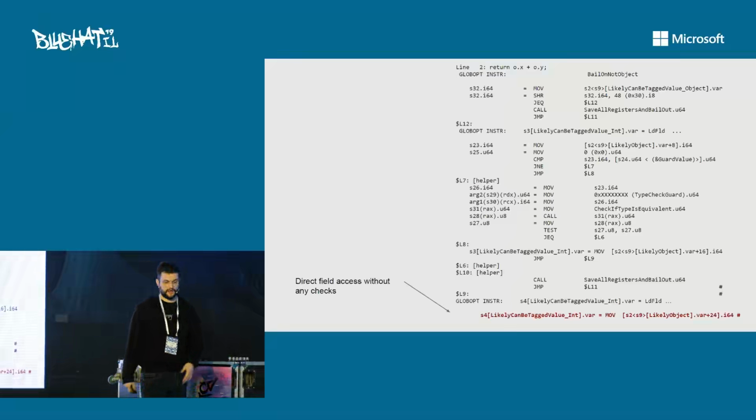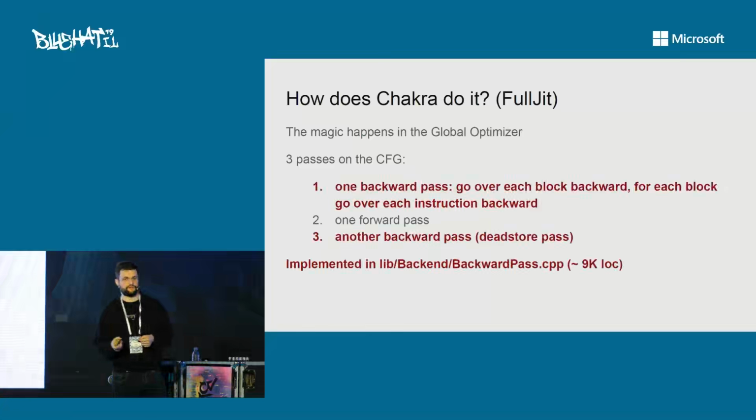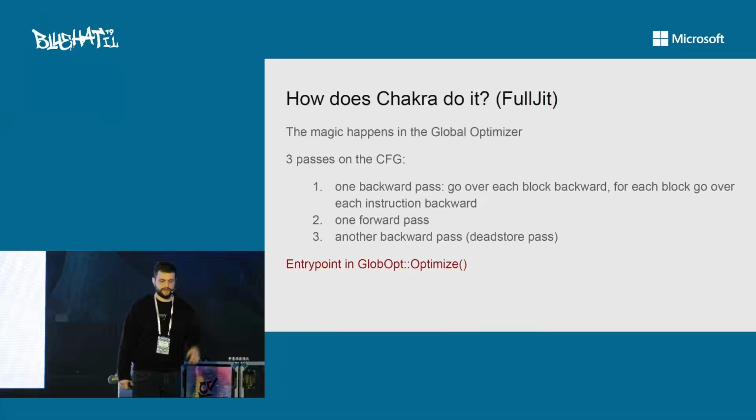And I'll try to explain a bit how Chakra does it. Most of the magic happens in the global optimizer. It's a 3-pass process on the CFG: one backward pass, one forward pass, and another backward pass. The backward pass algorithm is in backwardpass.cpp if you want to look at it. It's about 9,000 lines of code. And the forward pass is in a bunch of files prefixed with globopt, and this is about 30,000 lines of code. So as you can guess, this is what we really care about. The entry point is in globopt optimized if you want to look at it yourself.